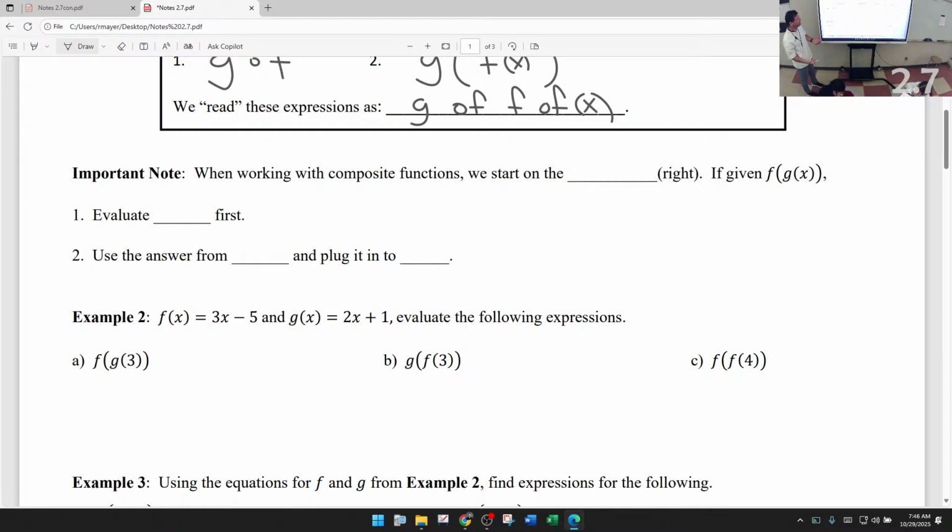When working with composite functions, we start on the right. Start with F of X. I don't know what they want right there. If given F of G of X, evaluate G of X first. This I know for sure. Sometimes I think the notes make it harder than it is. Use the answer from G of X and plug into F of X.